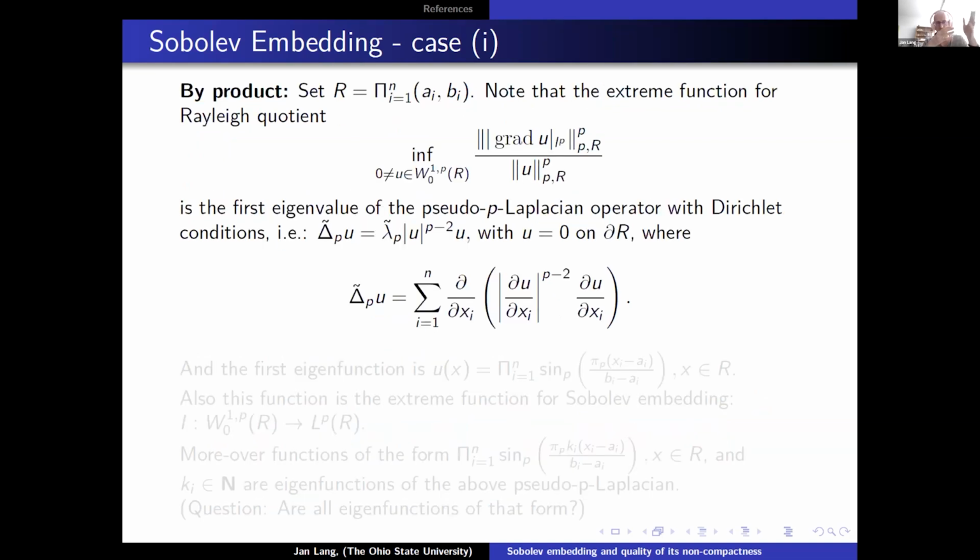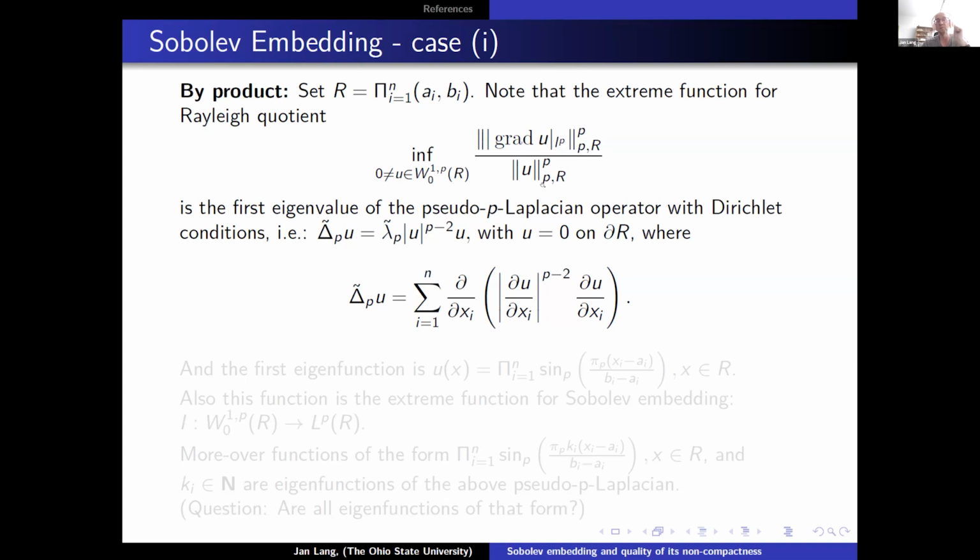What we obtained during the study of this is the following. If I take this n-dimensional rectangle, and I look for the extremal function on that rectangle with respect to this Rayleigh quotient, then the extremal function for this quotient can be evaluated as a first eigenvalue of some pseudo p-Laplacian. This equation, yes. Please note, this is not the p-Laplacian, it's the pseudo p-Laplacian.